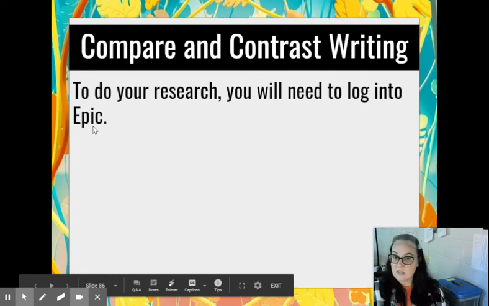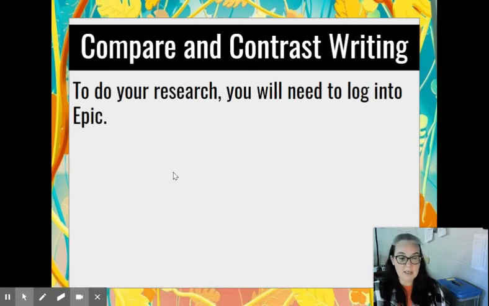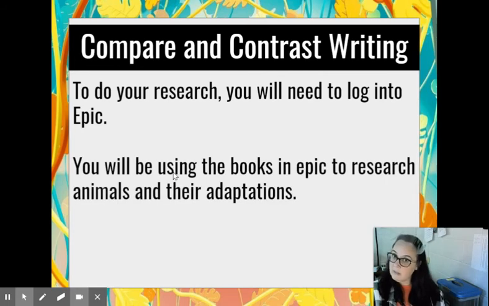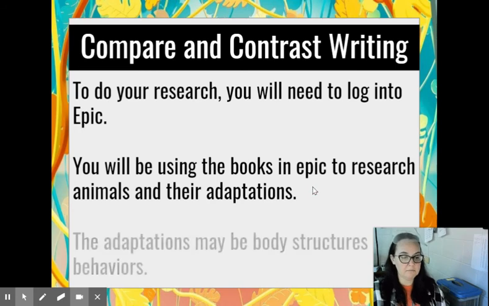To do your research, you need to log into the EPIC website. That's getepic.com/student and then your code. I have that linked in Google Classroom. You can go find that. You'll be using the books in EPIC to do your research on animal adaptations. And students in first period yesterday found the easiest thing to do in EPIC to find books about animal adaptations was to go to the search bar at the top of Get EPIC after they've logged in and type in animal adaptations, and multiple books with animals and their adaptations pop up.